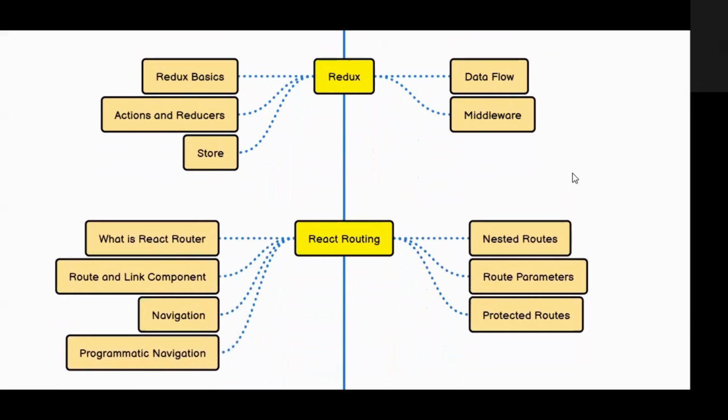And there is the next step, that is React routing: how React routing works, how nested routes work, how route parameters work, how navigation works, and how links work. This is all about links, navigation, and this kind of thing.